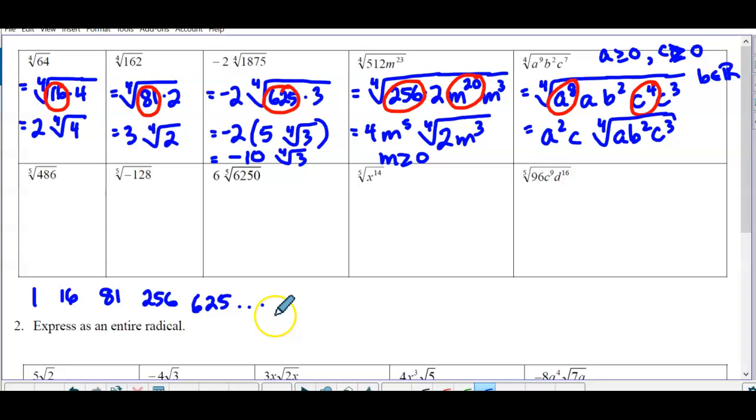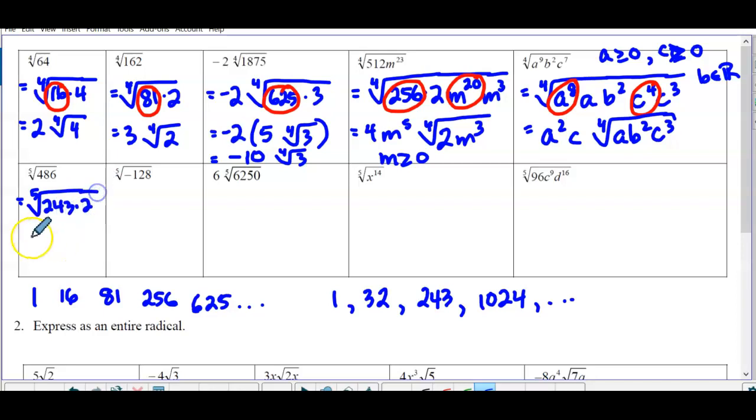Okay. Then list out some of our 5th roots. So 1, 2 to the 5th is 32, 3 to the 5th is 243, 4 to the 5th is 1024, etc. So here, 5th root of 486, I notice that 243 doubled is 486. So I can do that right away. And then 5th power is this. It gets to go out on the weekend. So that's going to be worth 3, 5th root of 2.